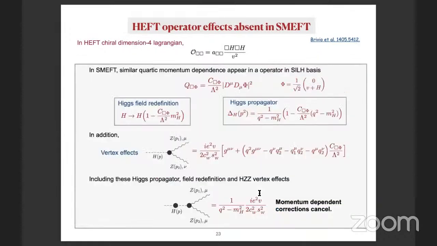Why? Because there is also a similar operator in a particular basis where you can see such effects of quartic momentum dependence, where again you get the Higgs field redefinition factor and you get the Higgs propagator. But in addition, you also get the Higgs vertex effects, and if we combine all these effects together in order to study the off-shell effect, we will see that everything cancels. And these momentum dependencies that we saw in HEFT do not appear in the SMEFT case.